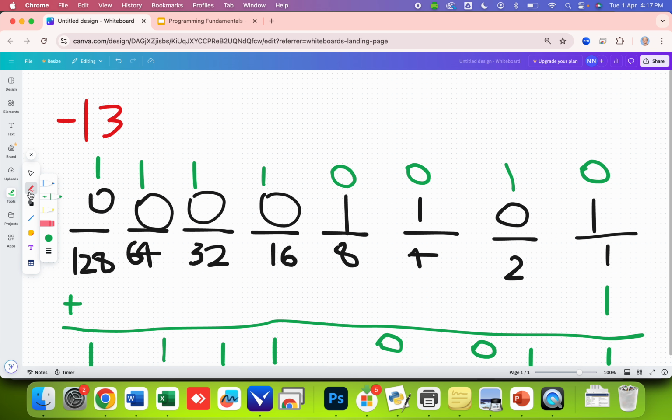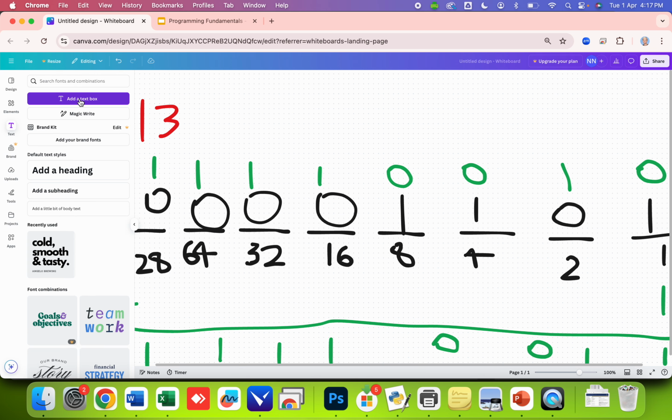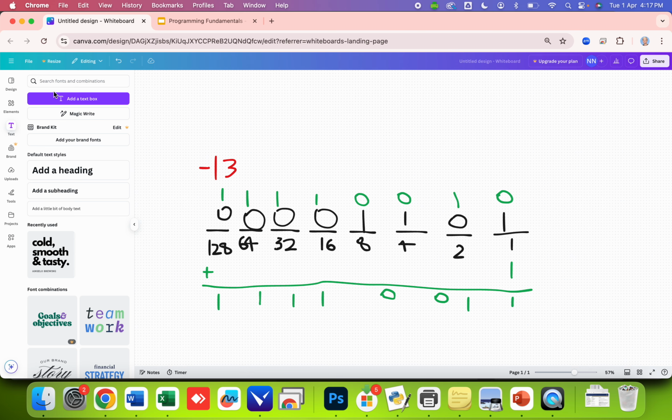Now, how could I go about proving that? I'm going to see if I can add some text. I'm going to try Magic Write. No, it's going to be too hard. Let's just try adding a text box because I cannot be bothered to type this number out. 1, 1, 1, 1, 0, 0, 1, 1. Perfect. So you don't have to watch me use my mouse to type out this number. I'm fairly confident that this is my number now.